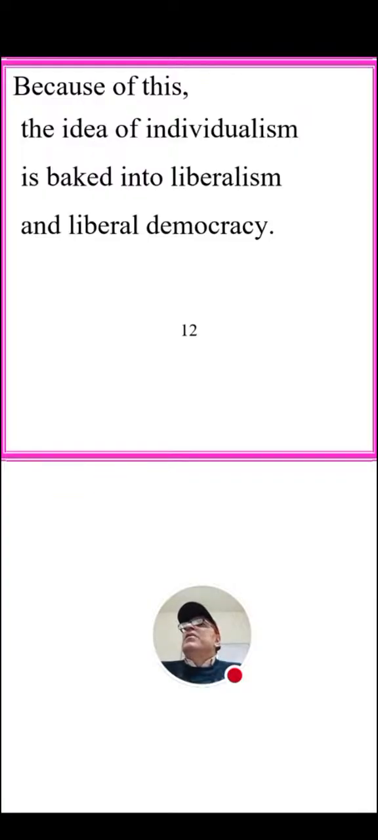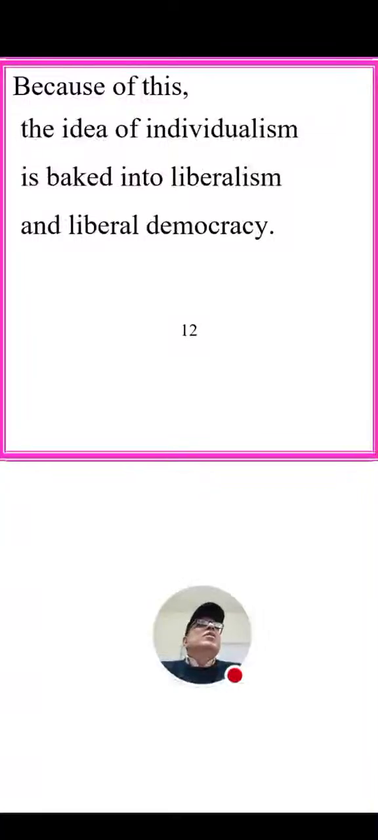So, if parents make all the decisions for their sons and daughters, is it individual autonomy? No, it goes against the spirit of individual autonomy. The sons and daughters must be consulted. They must be convinced, and they must not be coerced. They must not be forced. This is individual autonomy. This is individualism. Because of this, the idea of individualism is baked into liberalism and liberal democracy.